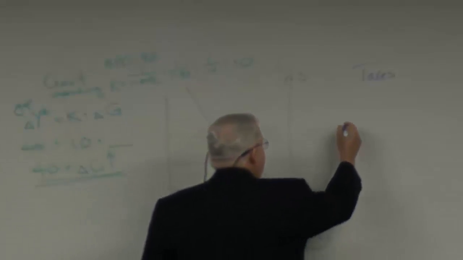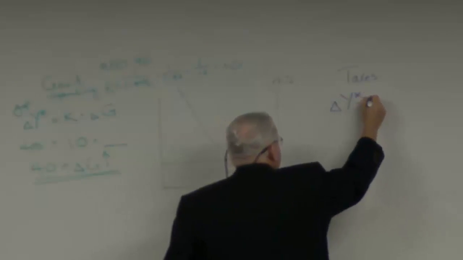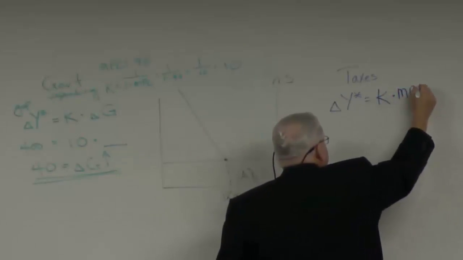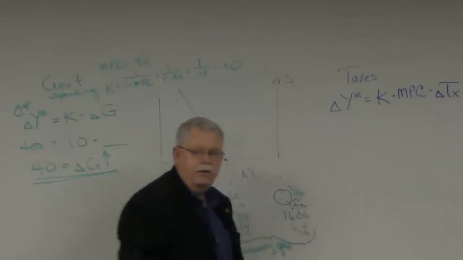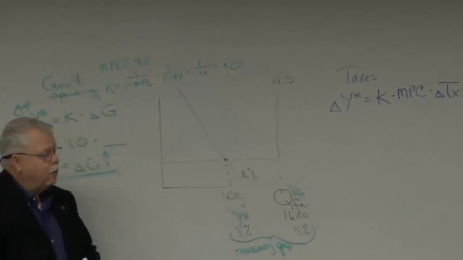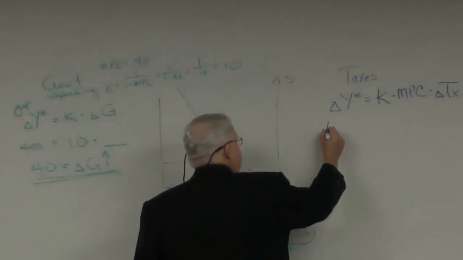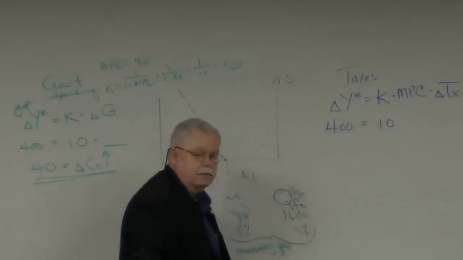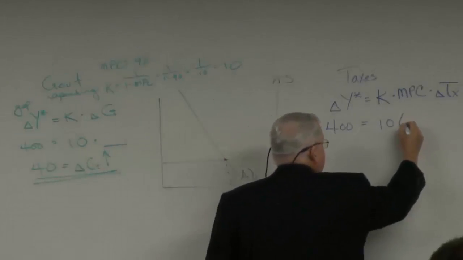Well, here's the equation, and it's only slightly different. Delta Y star equals K times the MPC times the change in taxes. That's our equation for using taxes. So if we plug the numbers in there, they're very similar, but they're not quite the same. The gap is still 400. The multiplier is still 10. But the MPC is 0.90.